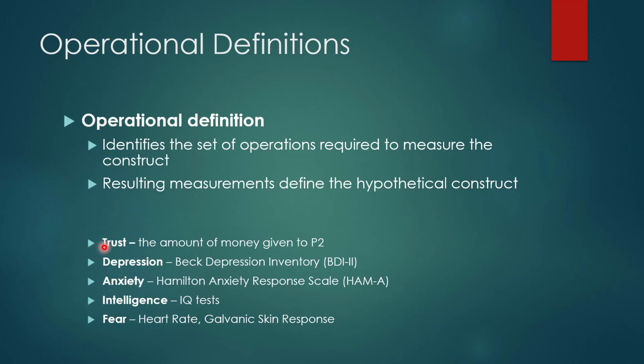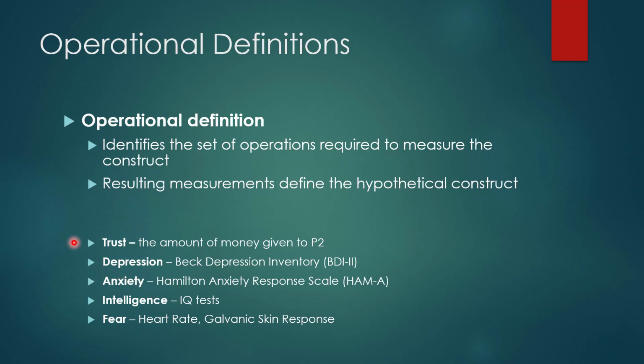So the resulting measurements, how you measure that construct, basically define that hypothetical construct. In the previous video, we talked about trust, and the resulting measurement was the amount of money given to participant 2. The amount of money that participant 1 gave to participant 2 defined the level of trust. The more money given, the more trust that individual had, regardless of what increased, if it was oxytocin or something else. An example for depression might be we measure depressive symptoms using the Beck Depression Inventory. Or for anxiety, the Hamilton Anxiety Response Scale. For intelligence, IQ tests. For fear, maybe heart rate, galvanic skin response.